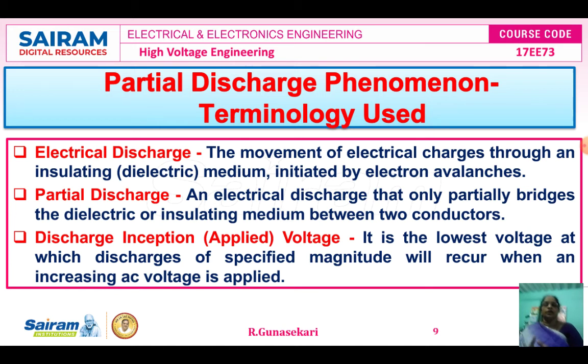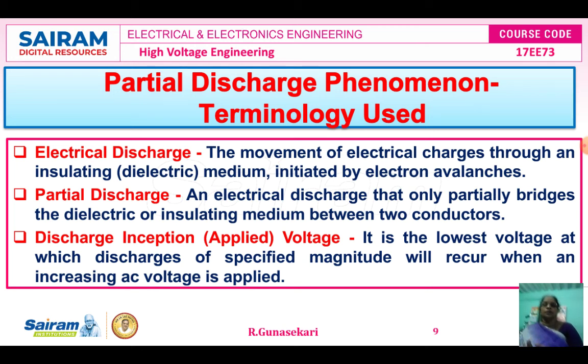What do you mean by electrical discharge? Okay, so the movement of the electrical charges through an insulating, that is dielectric medium, initiated by the electron avalanches. This is known as the electrical discharge. What is the partial discharge? An electrical discharge that only partially bridges the dielectric medium or insulating medium between two conductors.